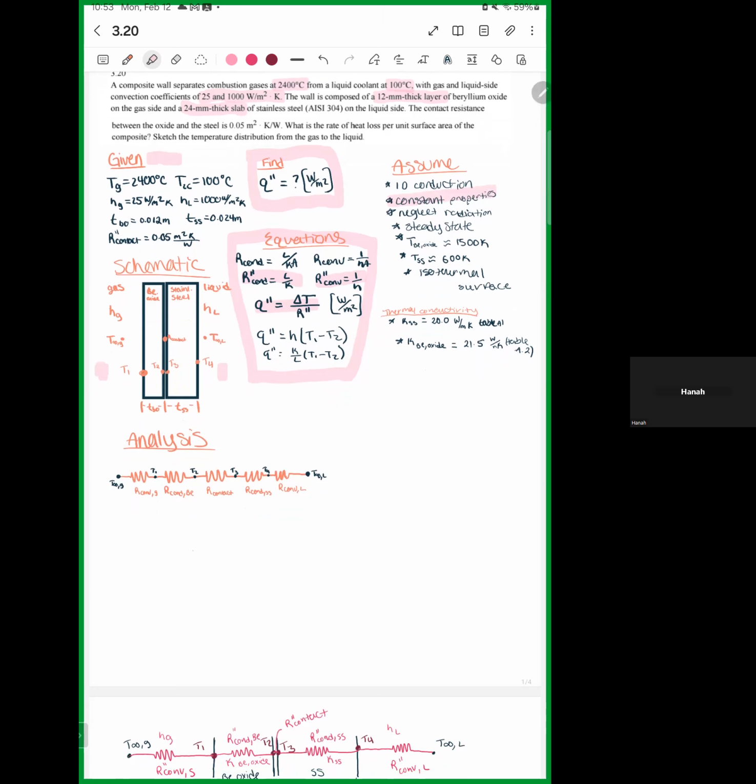And to be able to actually solve the problem, we need to assume different temperatures for the beryllium oxide and the stainless steel in the composite wall. So here are some assumptions that I made for that. I said the beryllium oxide is 1,500 degrees Kelvin, and the stainless steel is around 600 degrees Kelvin. And then using certain tables in the book, table A1 and table A2, we were able to find the thermal conductivity for both the stainless steel and the beryllium oxide. And those are pointed out here.